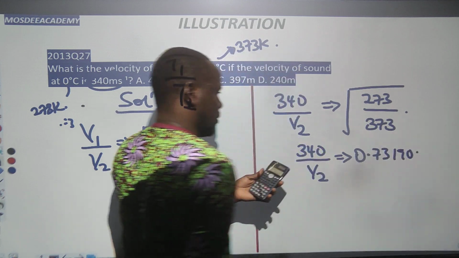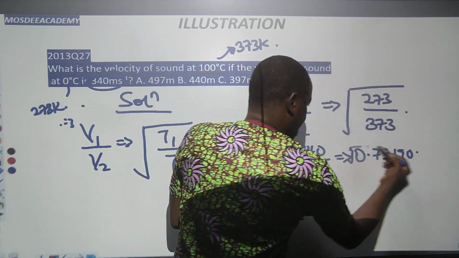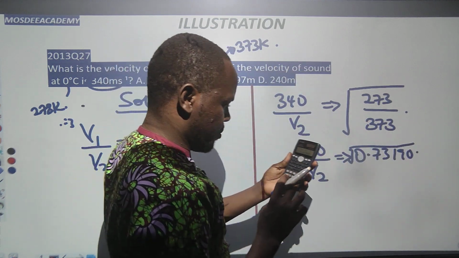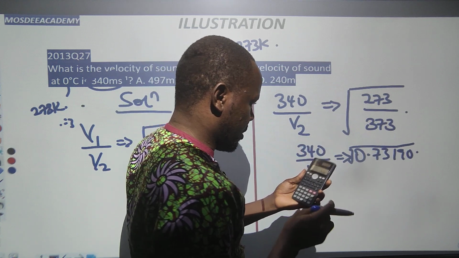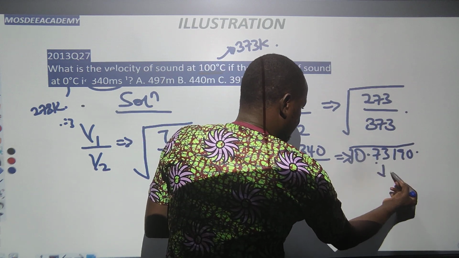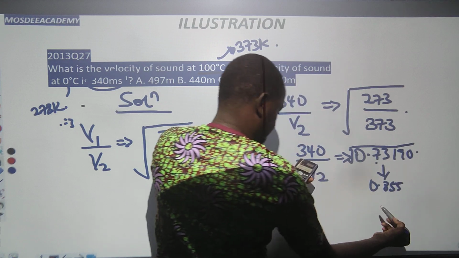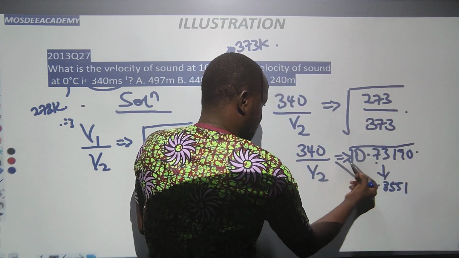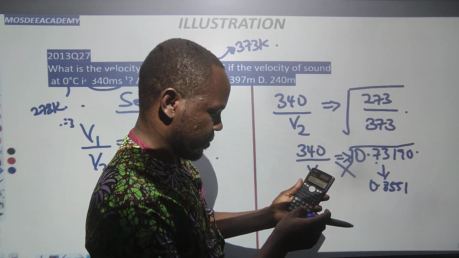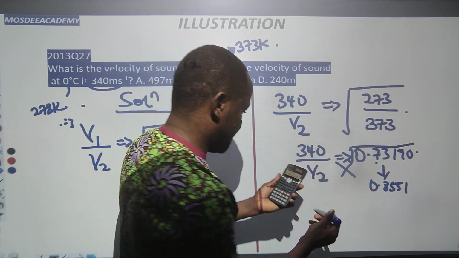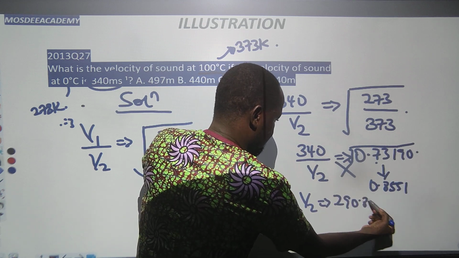0.73190. So now I will take the square root of this. I'll take the square root directly because the calculator is allowed. The square root of my answer gives 0.8551 and so on. So I'll cross multiply, multiplying by 340. Multiplying the answer by 340 gives V2, approximately 290.8 meters per second.